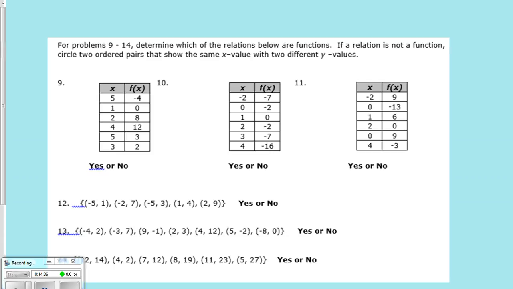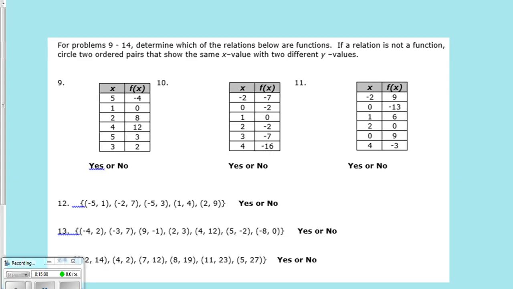Here's some more examples. It just says determine which ones are functions. If it's not, circle two ordered pairs that show the same x value with two different y values. This will go very quickly. I'm going to start working through them, but at any point, if you feel like you understand what's going on, feel free to pause it and then replay it to see if you got them correctly. I do want you to try these on your own before you just rely on me answering everything for you. So here's your opportunity to pause.